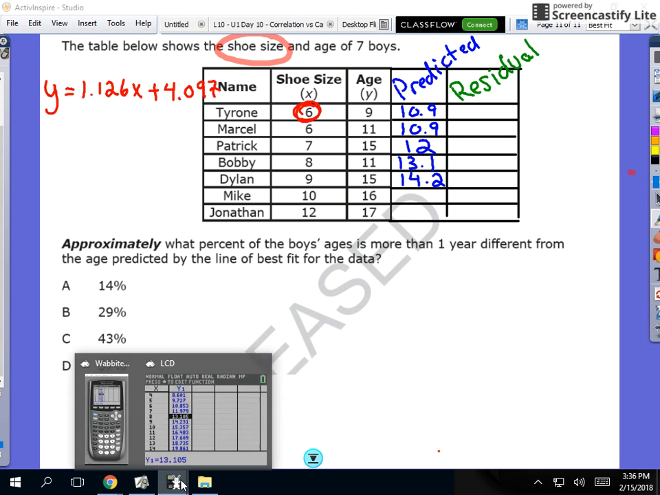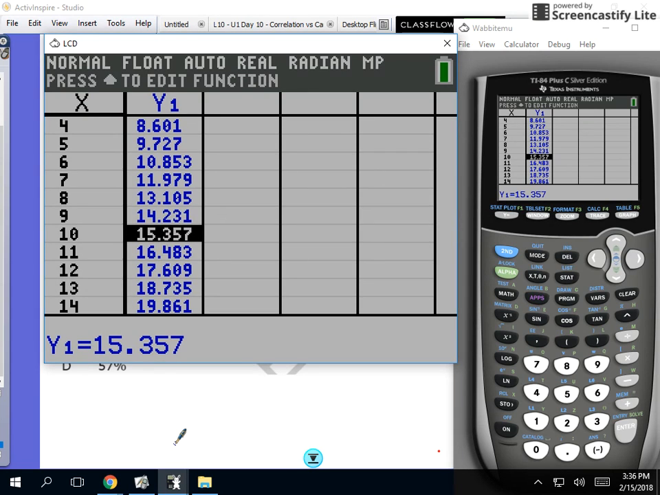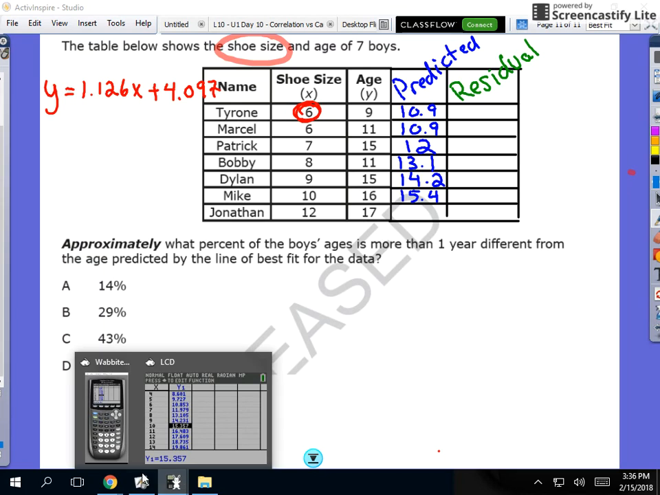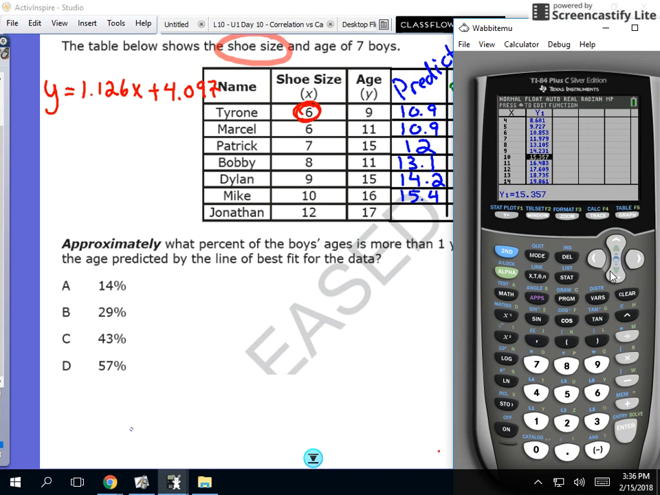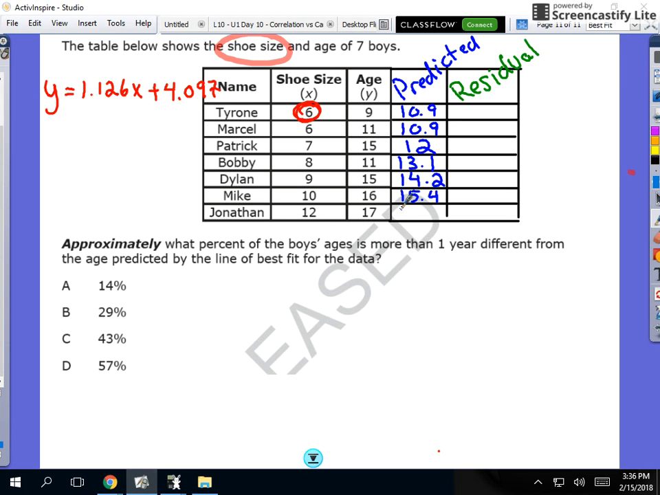Size 10 shoes. If we scroll down a little bit more, size 10 shoes would be right there. You can see 15.35. If I round, that'd be 15.4. And last but not least, if you're wearing size 12, you're expected to be around the age of 17.6. Awesome. Okay, we've got our predicted amounts.